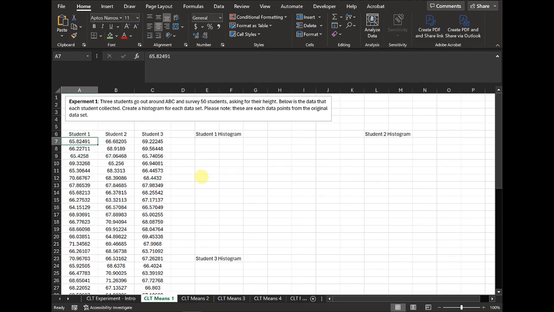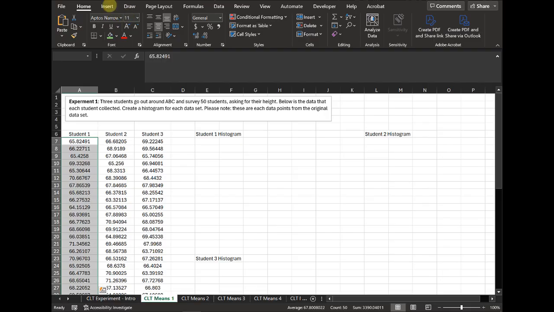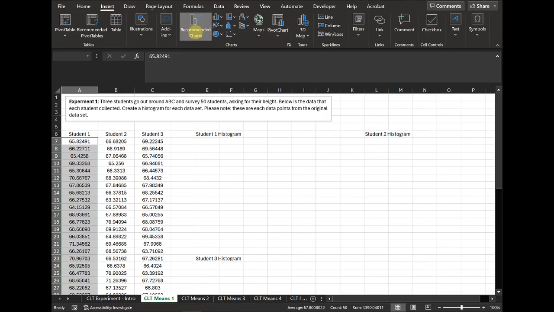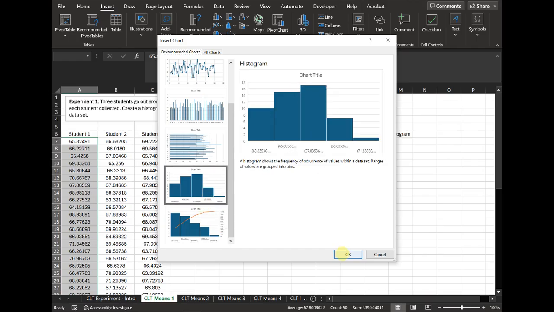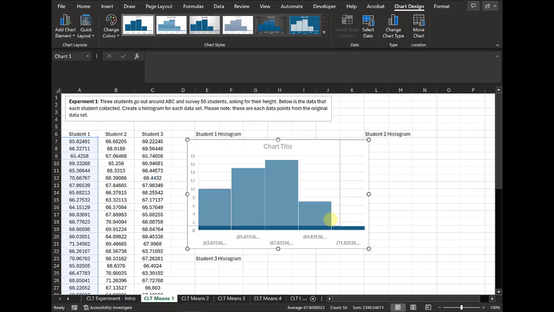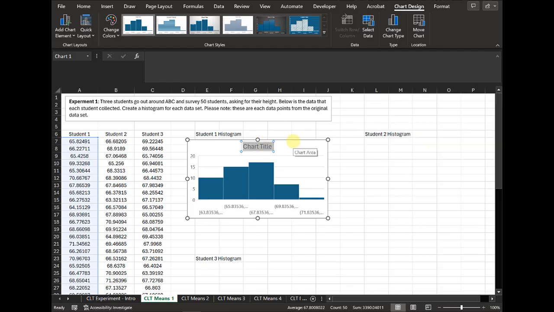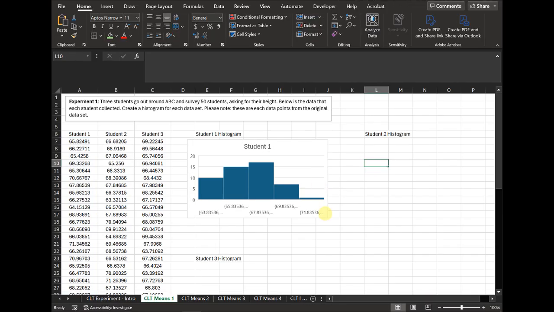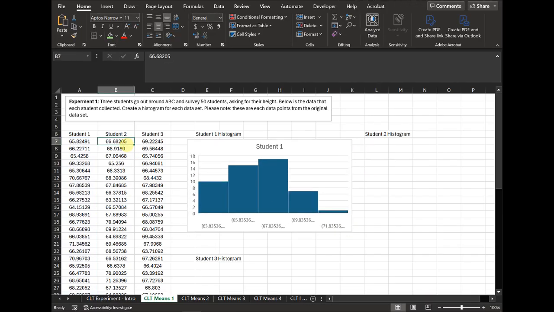I'm going to start with student 1. I'm just going to select all of their data, and then insert a histogram. I go into recommended charts, and I can find a histogram. Here I'm going to rename this as student 1. So there's my first histogram.